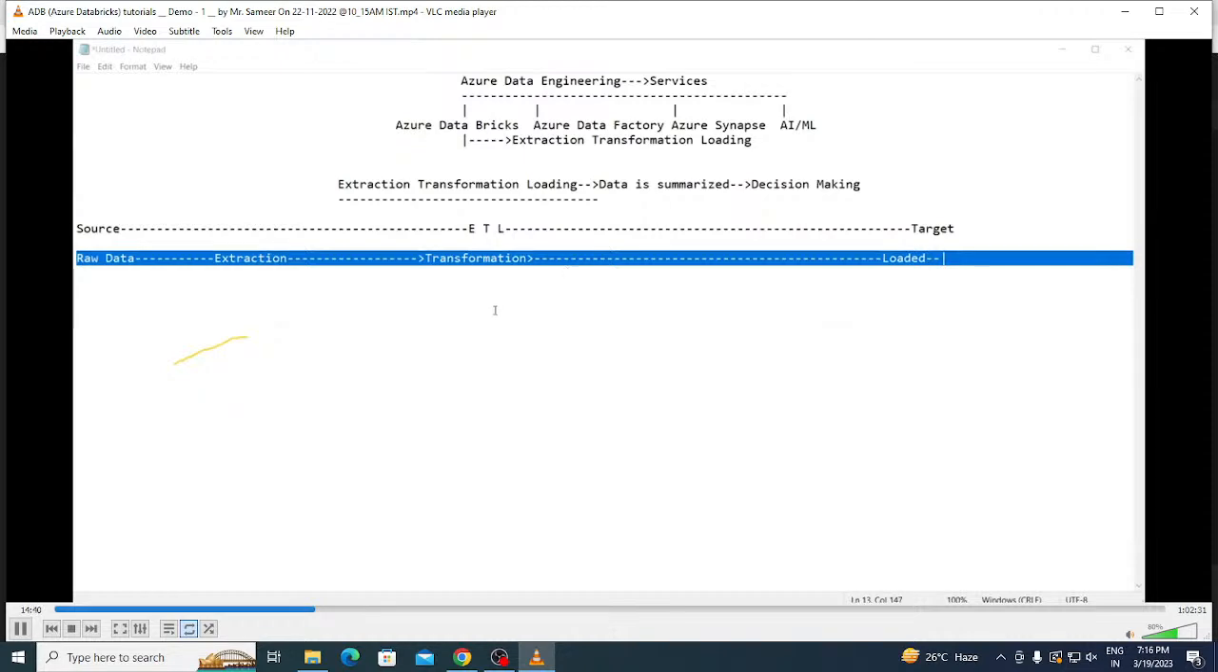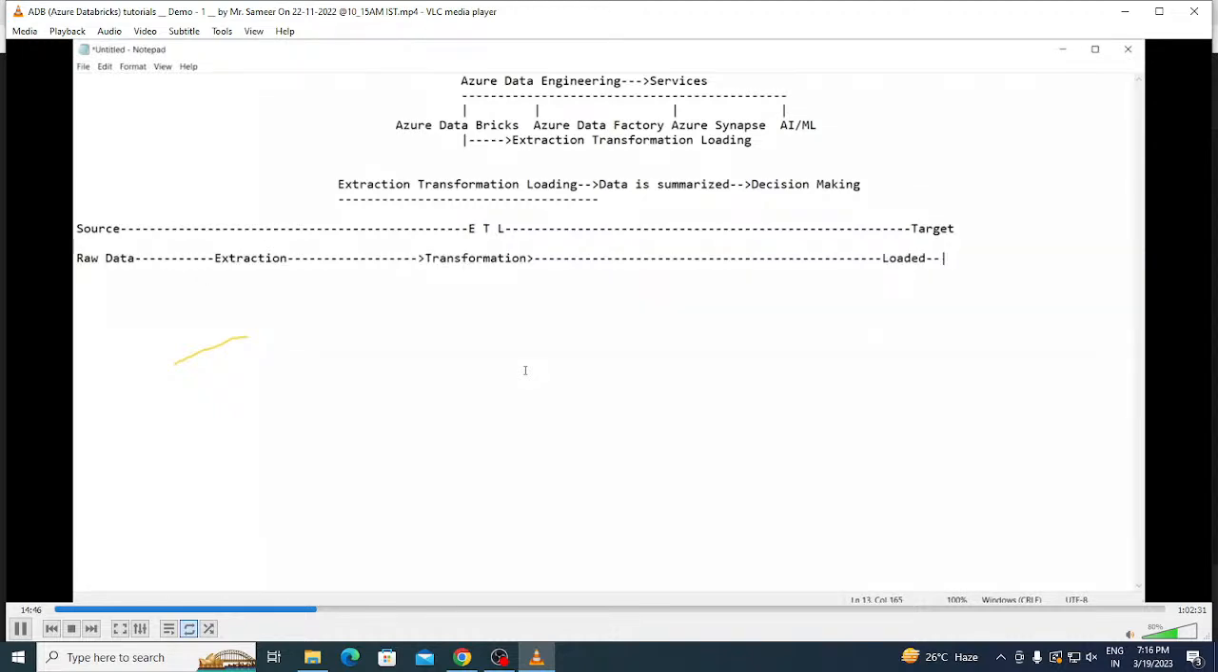Extraction, transformation, and loading is the process of picking up the required data and transforming the data as per the requirement, and ultimately the transformed data you will load into the target.